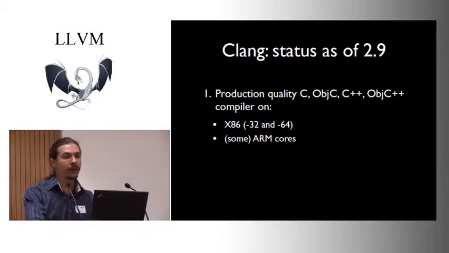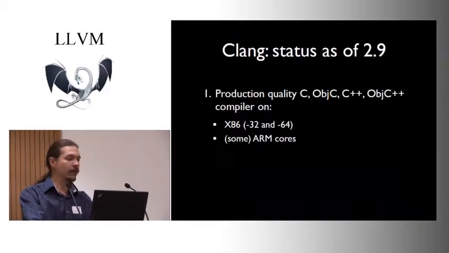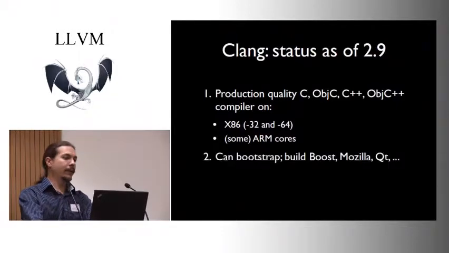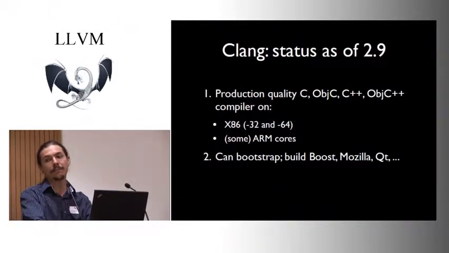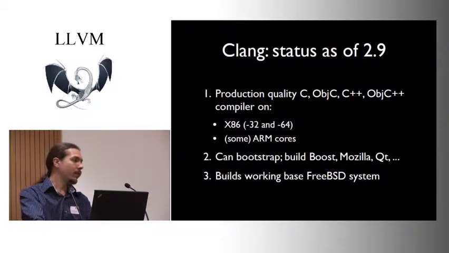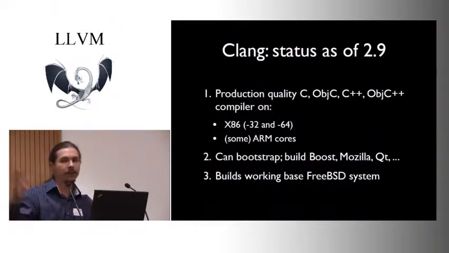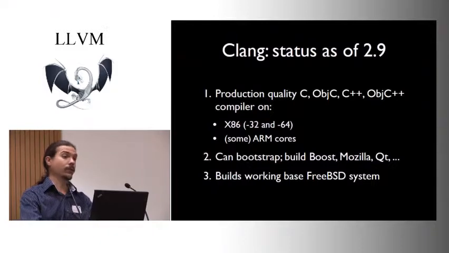So as of now, as of the 2.9 release, Clang looks like a more or less production quality C, C++, and Objective-C compiler on x86, and also on some ARM cores. It can bootstrap, it can build a lot of crazy C++ sources, including Boost, Mozilla, Qt, and other compiler boosters. And also people report that it can build a working FreeBSD system on x86, including kernel and user space applications, modulo some small glitches.